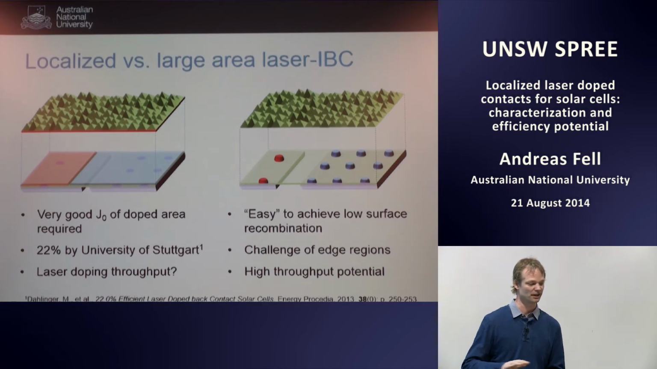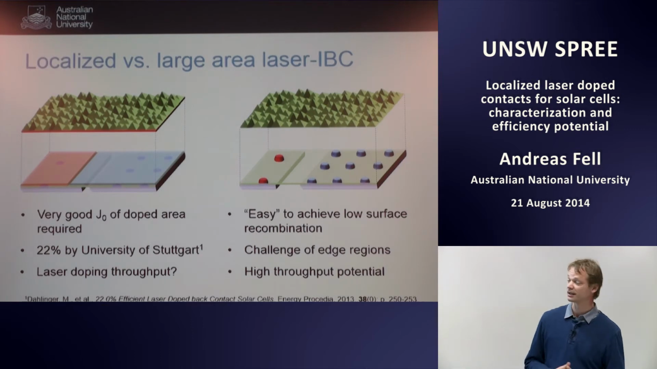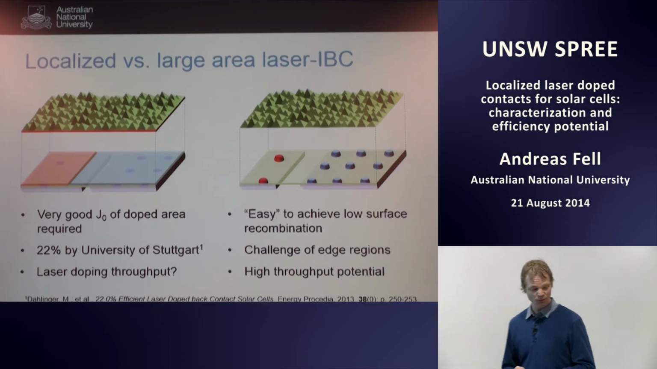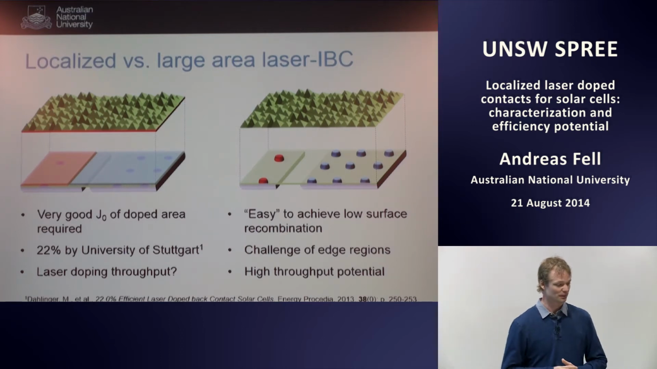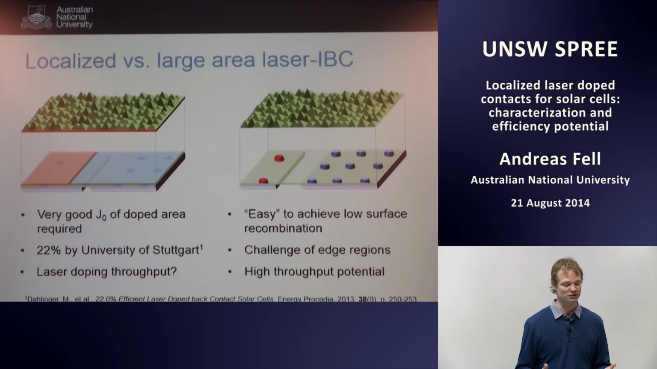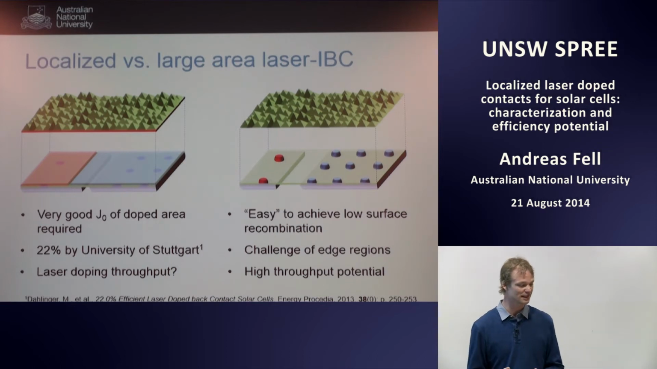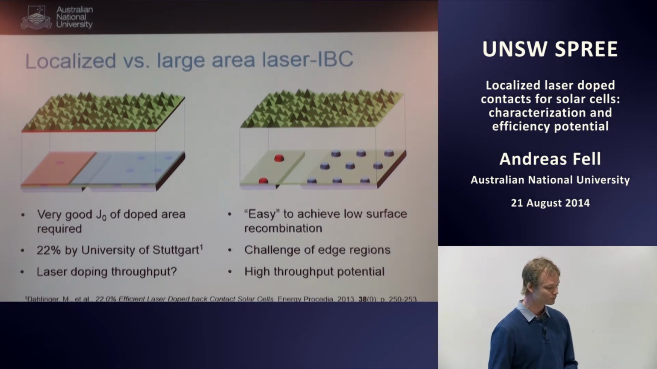So they made large area phosphorus doping and large area boron doping, then passivated the whole rear surface, and then opened up with a second laser step, metallized it and could reach 22%, which is quite impressive. So that's kind of a good motivation also for us that it's not a complete silly idea to do something like that with laser doping.